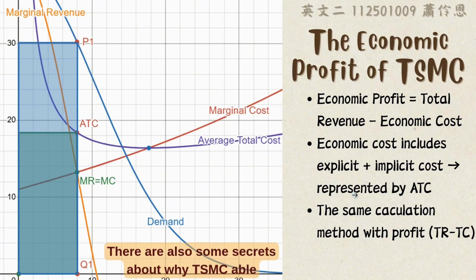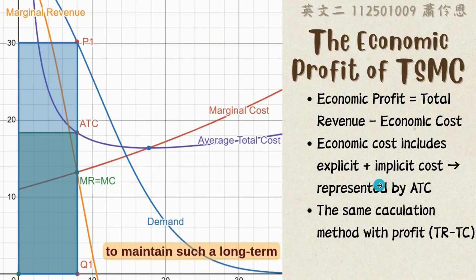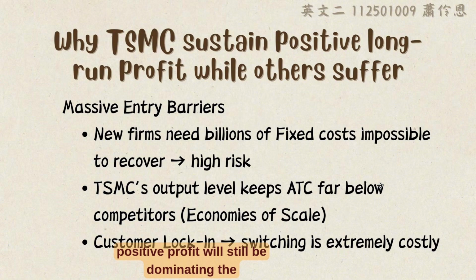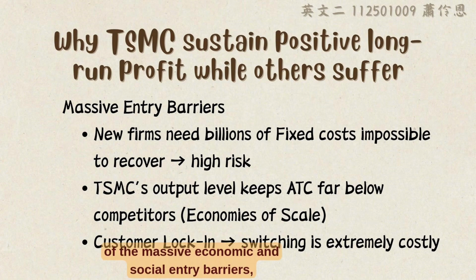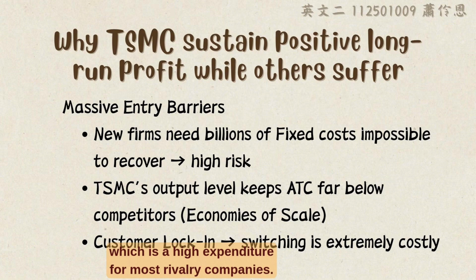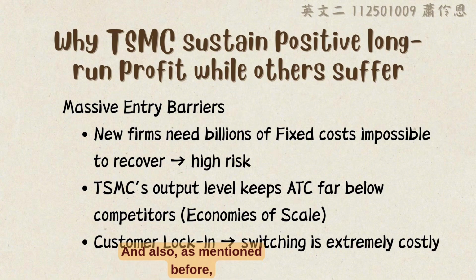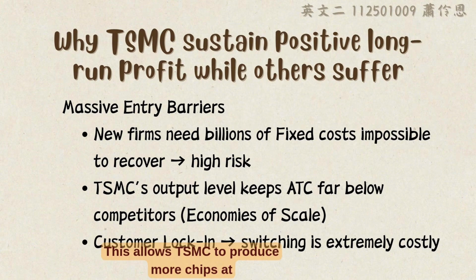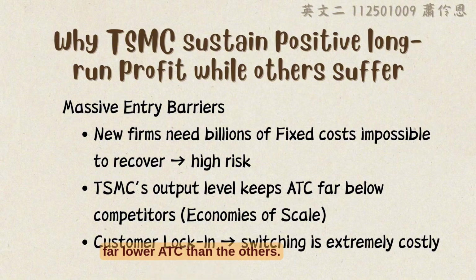There are also some secrets about why TSMC is able to maintain such a long-term positive profit while still dominating the market. It is reinforced by the maintenance of massive economic and social entry barriers, because launching a new firm requires billions of dollars, which is a high expenditure for most rival companies. And also, as mentioned before, the AFC for TSMC falls as it produces more quantity. As it produces more, the fixed cost decreases more, resulting in economies of scale. This allows TSMC to produce more chips at far lower ATC than the others.